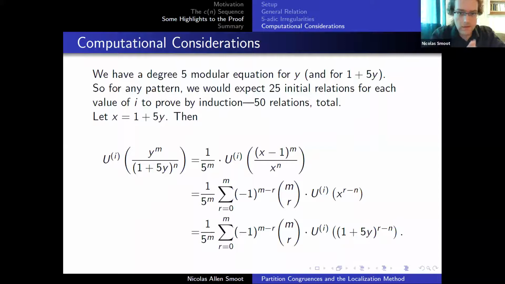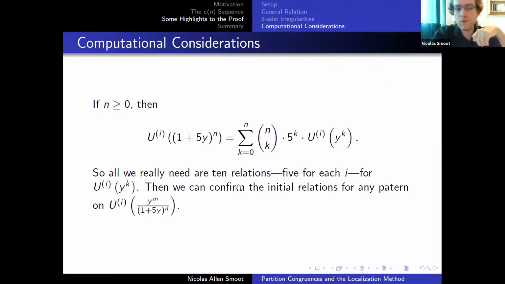However, I want you to notice something here. I can write everything here in terms of x, where x is 1 plus 5y. So if I write everything in terms of x, knowing that this U function is a linear operator, for example, I get a 1 over 5 to the m, I can just pull that out. And I can expand this out as a binomial sequence. That's not a big deal. So I can write this in terms of just U of 1 plus 5y to a power, in this case r minus n. And notice I have a modular equation for 1 plus 5y. So I can construct a recurrence equation for how to get these U_i's of 1 plus 5y. But I'm not done.